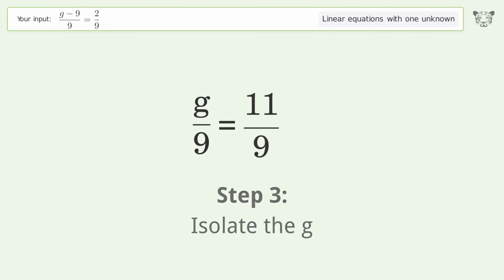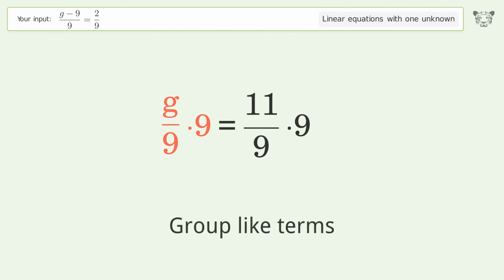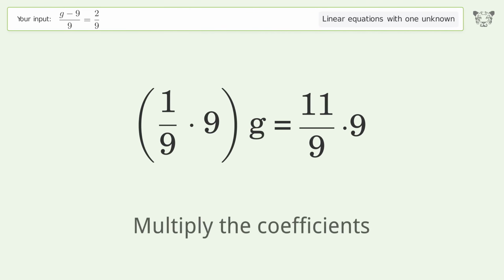Isolate the g. Multiply both sides by 9. Group like terms. Multiply the coefficients.